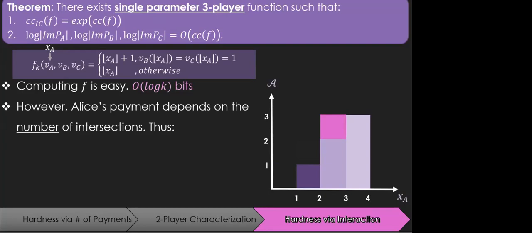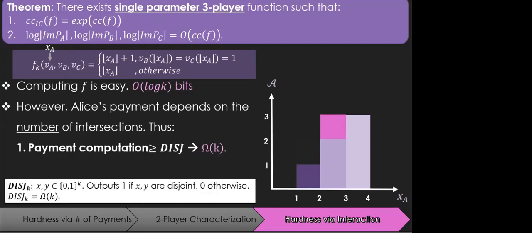Now, in order to prove the hardness of payment computation, we introduce the function disjointness, which is the canonical hard function of communication complexity. It is a function where each player holds a k-bit string, and the output is 1 if the sequences of bits are disjoint, which means that there's no bit which is equal to 1 on both strings, and 0 otherwise. And now we will prove that payment computation is hard by reducing disjointness to it. Given 2 sequences of bits, x and y, we can plug Bob's value to be x and Charlie's value to be y, and the payment is different for 0 intersections compared to 1 or more intersections. As we said, disjointness requires at least k bits, so computing the payment requires at least k bits as well. So we have the first item of the theorem, that computing payments is exponentially harder than computing the function.